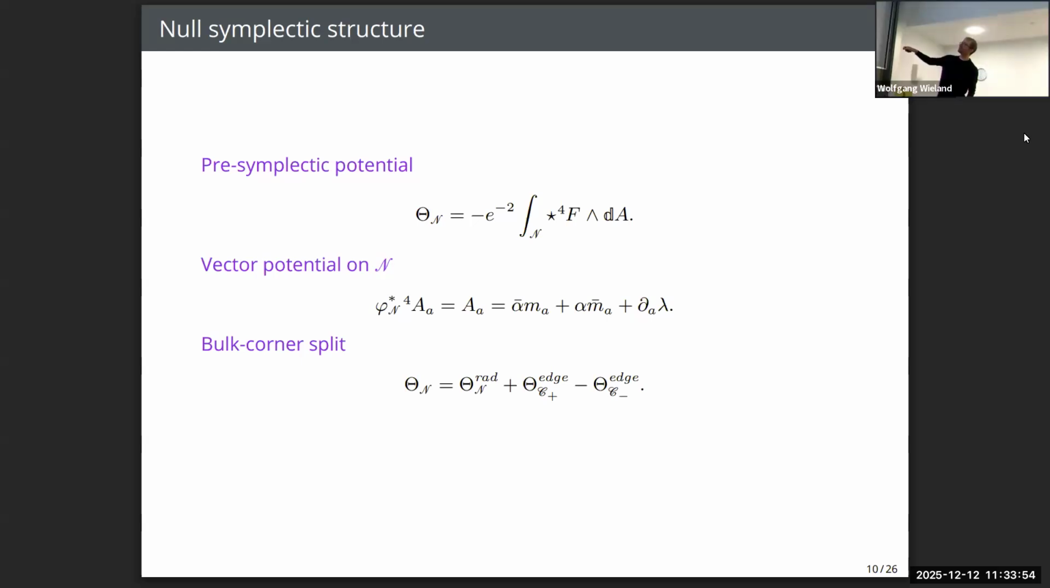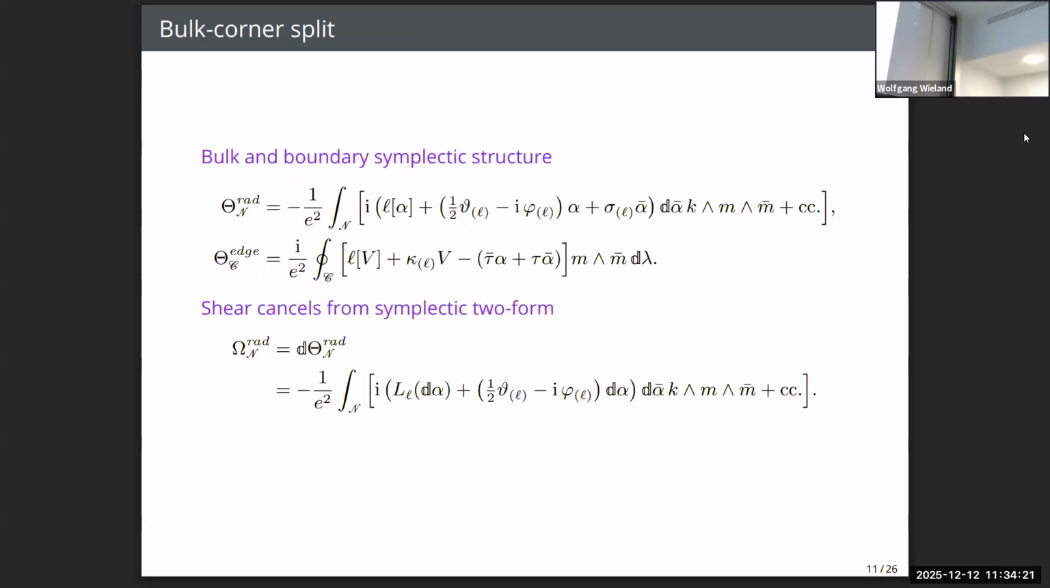The first term only depends on alpha and alpha bar, and this lambda, the gauge parameter, will only appear in these corner terms that appear because the null hypersurface has two cuts. So there's an initial and final cut, and then the gauge parameter lambda will show up as a so-called edge mode at the boundary of this null strip. And the expressions are as follows.